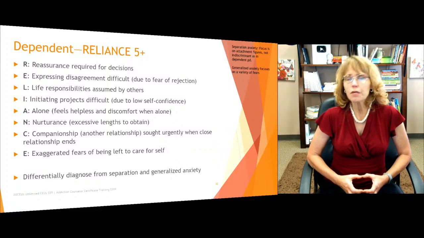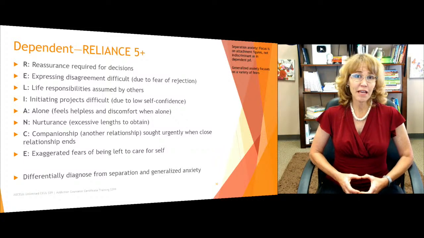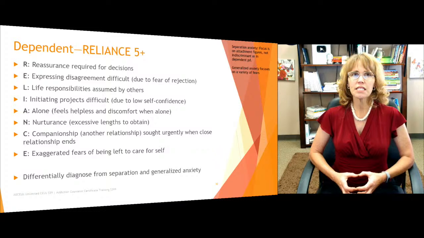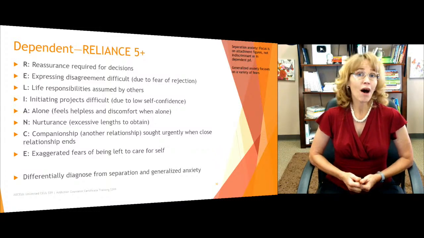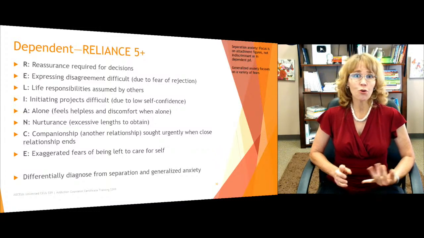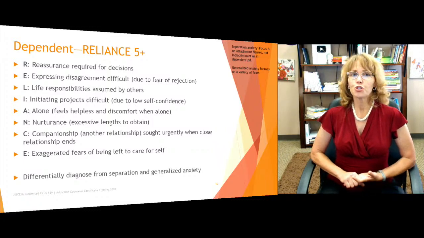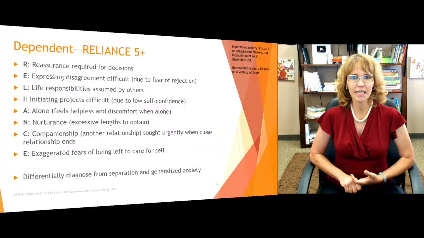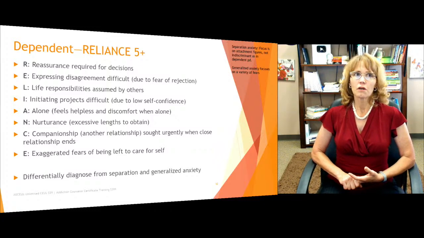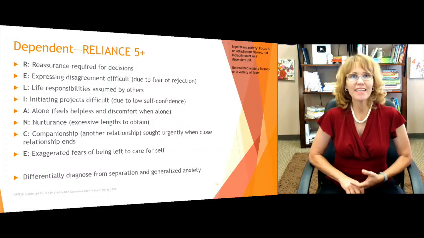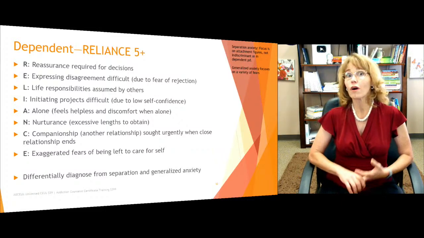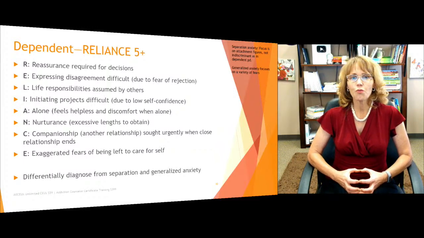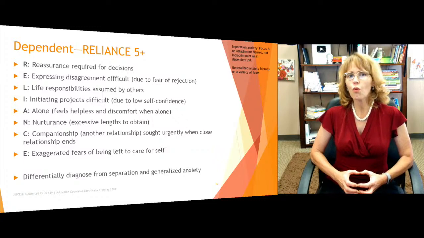This is not completely unheard of in families where there is one or more people with an addiction, because the mantra in the addicted family is don't talk, don't trust, don't feel. So it is not uncommon for people who grow up in addicted families to have some dependent characteristics or codependent characteristics. But we want to look at what's going on.